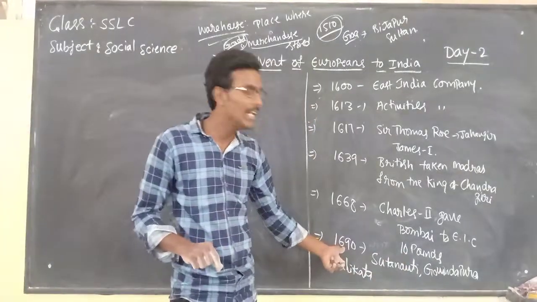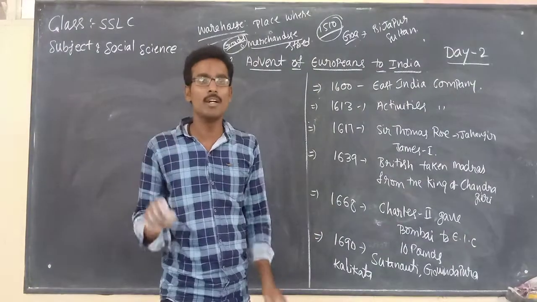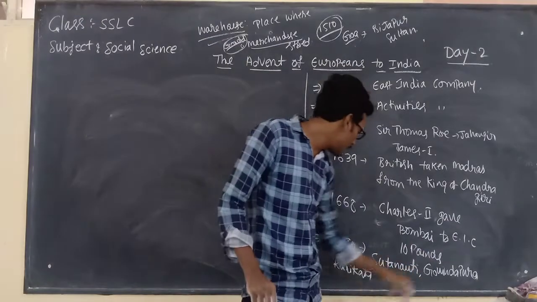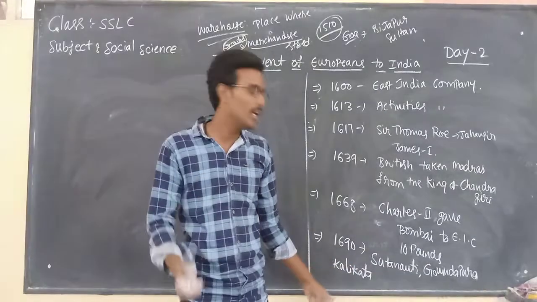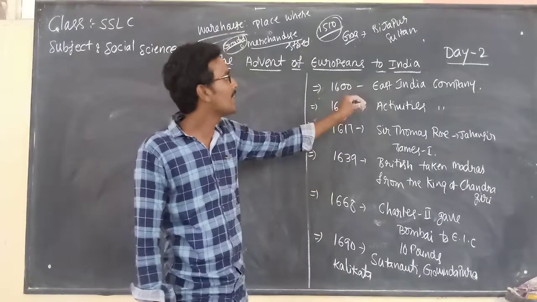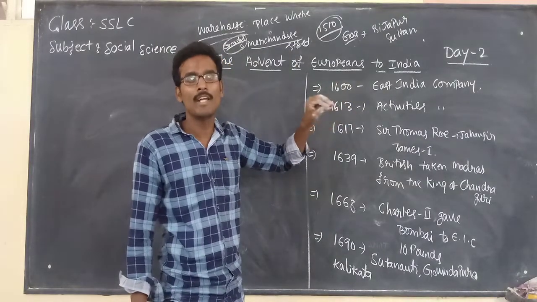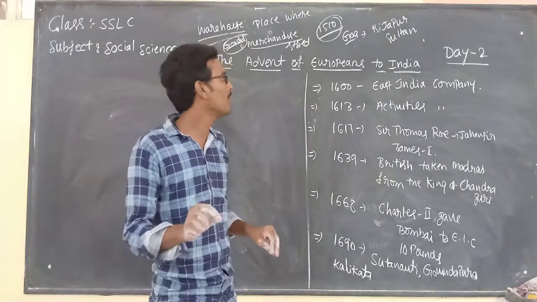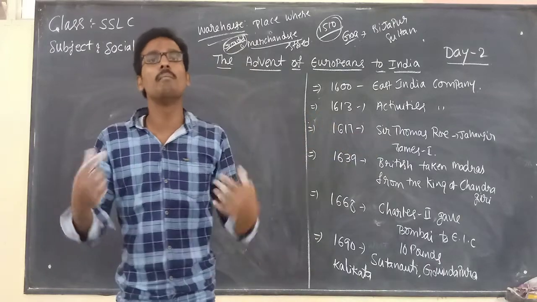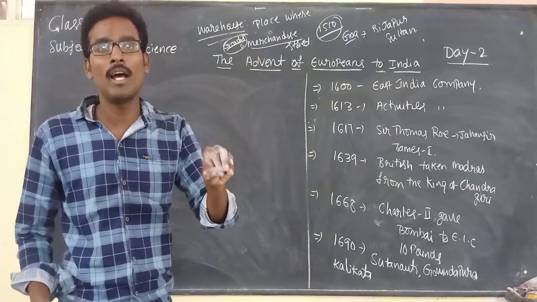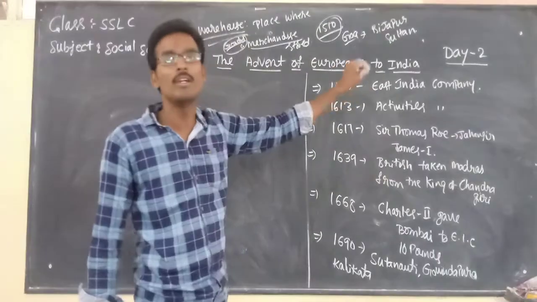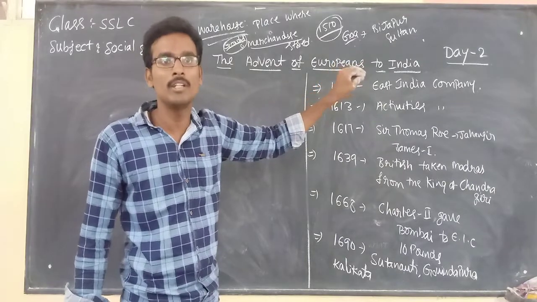After that, 1690, the Britishers captured three places around the Hooghly River, that is Sutanauti, Govindapura and Calcutta. Gradually, these three places developed as Calcutta. So these are the important three presidencies captured by the British in India. Gradually they took them under control and implemented civil laws as well as criminal laws in these three presidencies. That is all about the arrival of the Britishers to India.